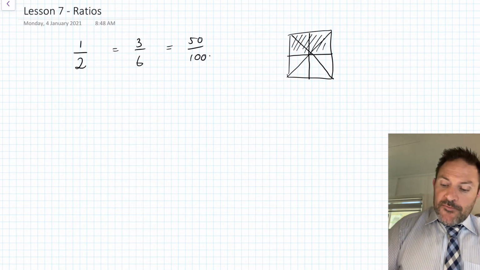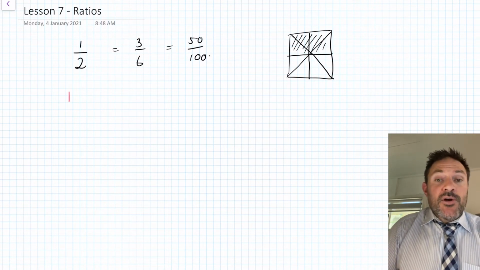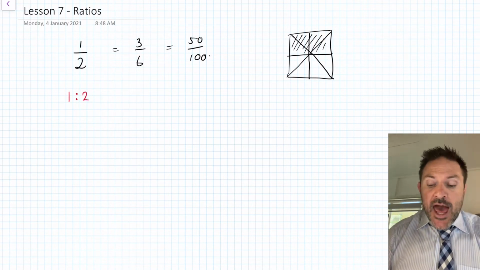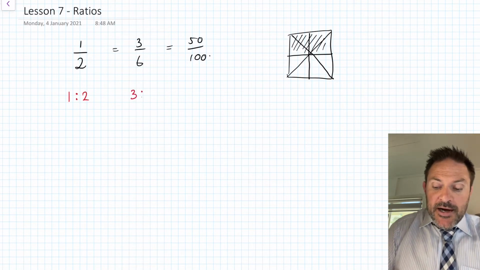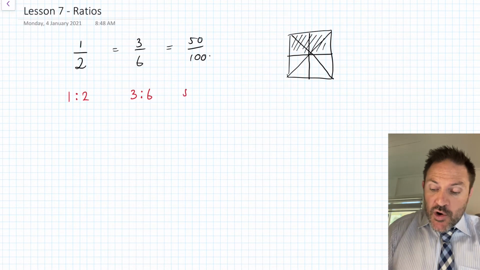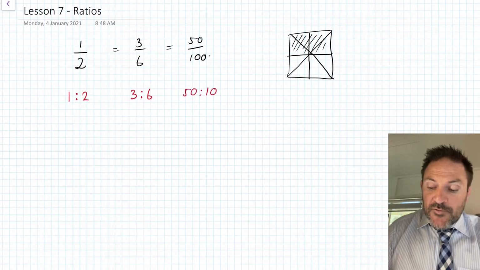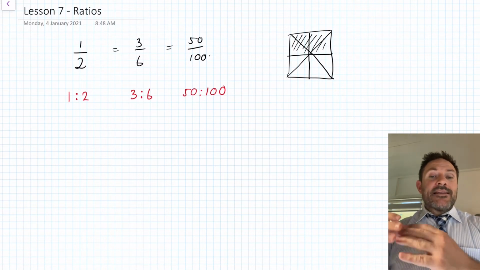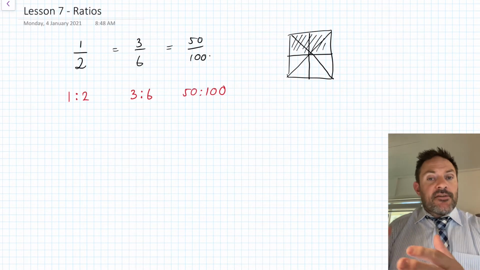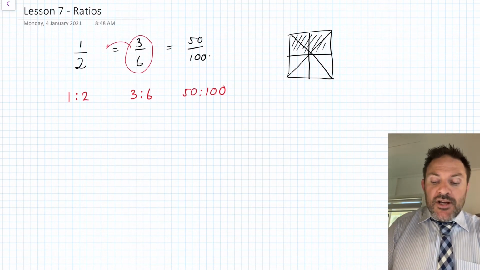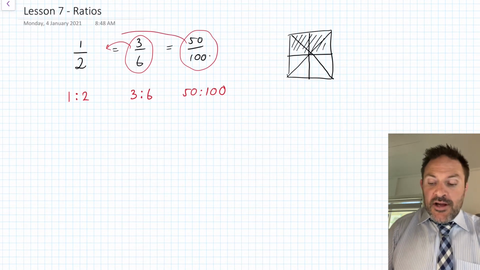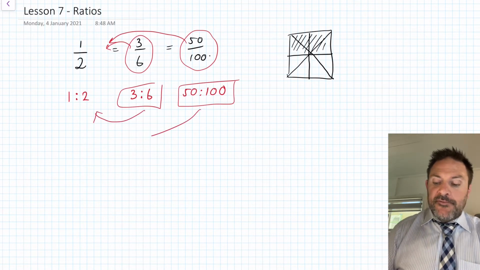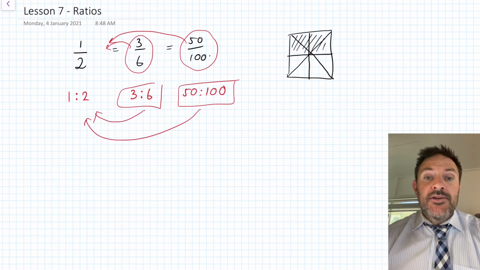So for example, if you remember from year 7, year 8, we could write the ratio of 1/2 as 1:2. One part shaded out of a total of 2 parts, or 3 parts shaded out of a total of 6 parts, or 50 parts shaded to a total of 100 parts. And then just like with fractions, we can simplify a ratio if needed. So we know that 3/6 can go back to a half, or 50 over 100 can go back to a half. So these two ratios can both simplify down to the ratio of 1:2.